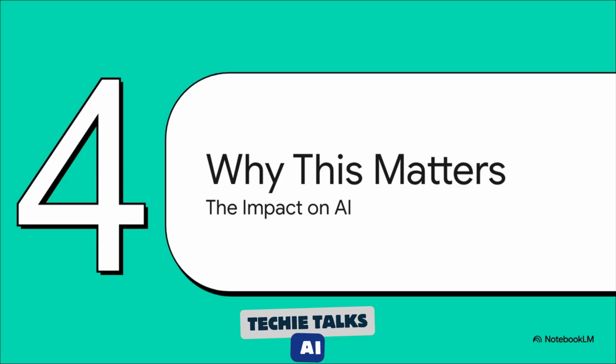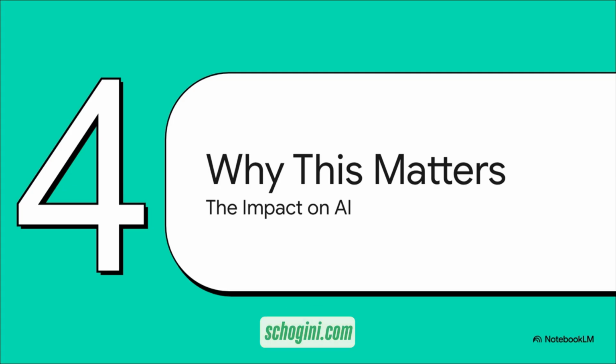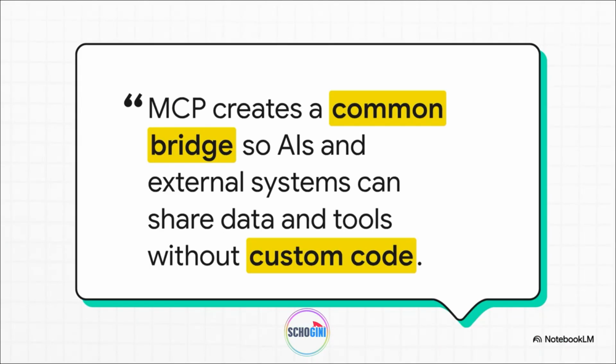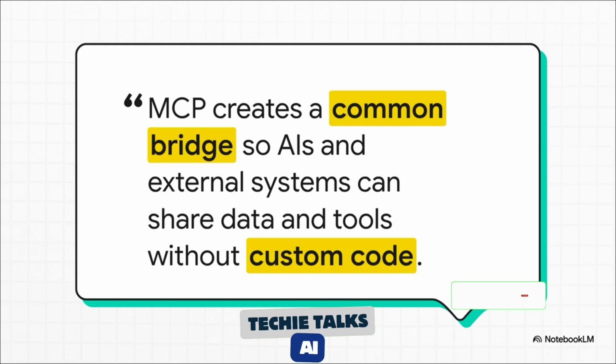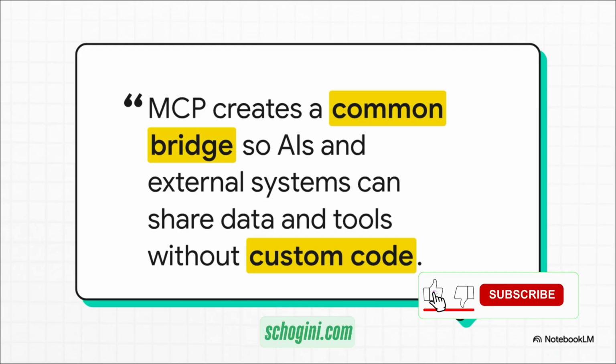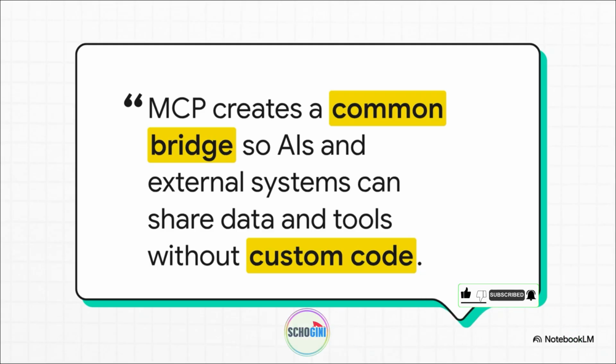Okay, so that's the how. We get it. It's a simple, standard way for things to connect. But what about the so what? Why should we actually care about this? What does a universal bridge for AI really mean for the future? This quote from the protocol's own documentation, I think it says it all. MCP creates a common bridge. See, right now, AIs and the data they need to be smart live in these separate, walled-off gardens. This protocol comes along and just tears down all those walls. And that could completely change how fast and how cheaply we can build amazing new AI applications.